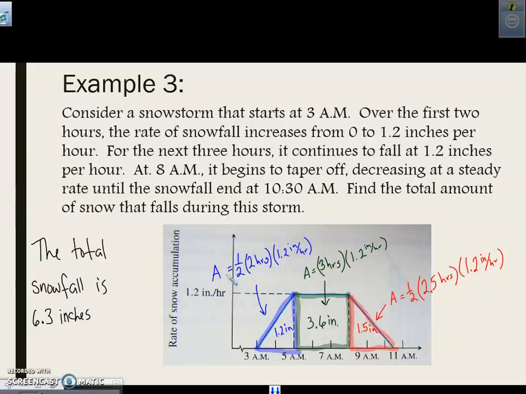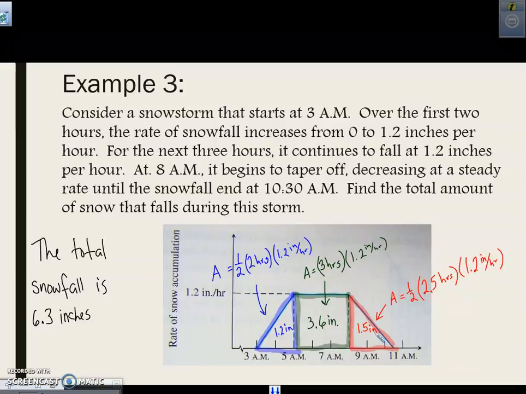1.2 inches. Remember that the area of a triangle is 1/2 base times height. So 1/2 times 2 hours times 1.2 inches per hour. So that's the height. Area for this rectangle is base times height. So 3 hours times the height of 1.2 inches per hour.